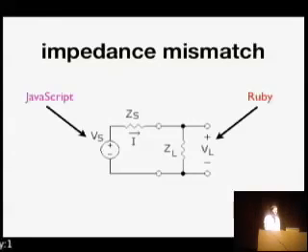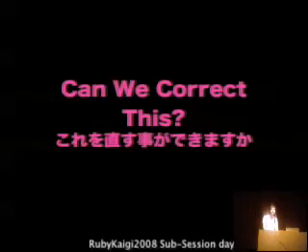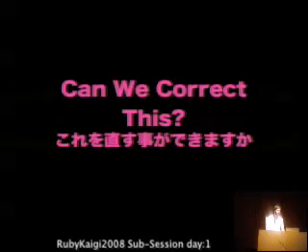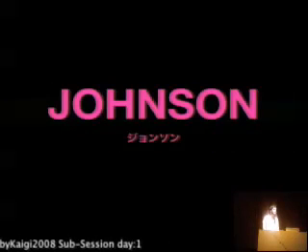We seem to have an impedance mismatch. JavaScript and the Ruby are not quite the same. I want to get them to be as similar as possible. Can we correct this? I'm not quite sure if we can correct it, but I think we can find out by playing with Johnson.